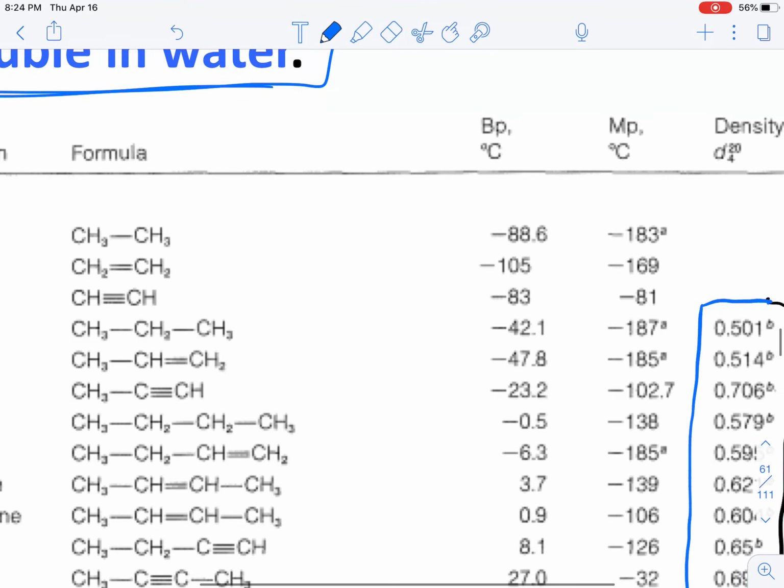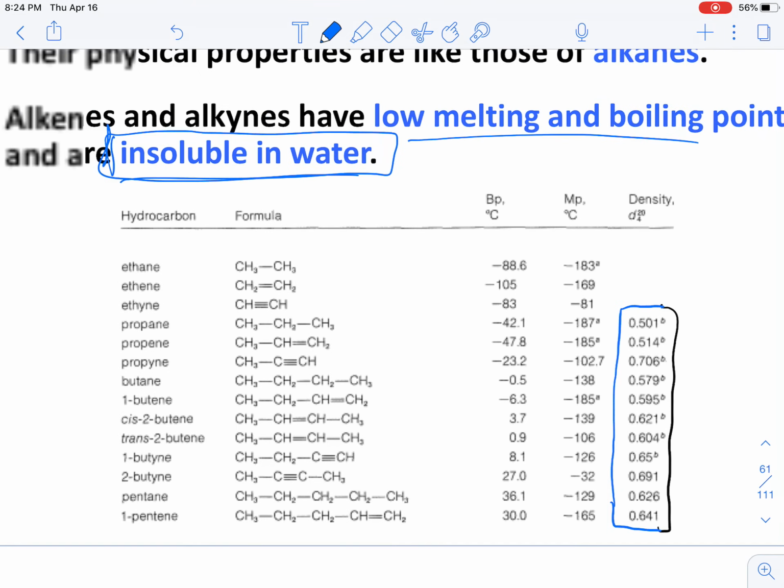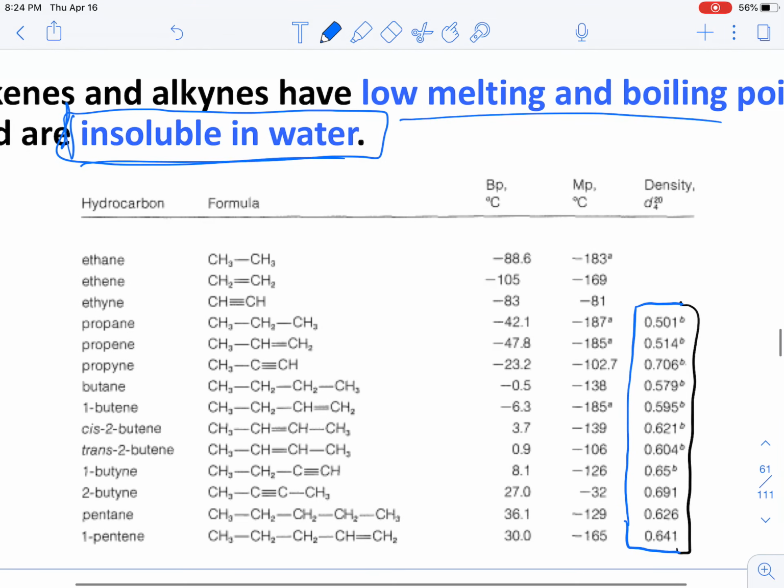And that really does help us in terms of physical separation. If you needed to physically separate an alkene, alkyne, or alkane from water, their densities being different will create a heterogeneous solution. That way you can either boil it off or physically pipette it out.